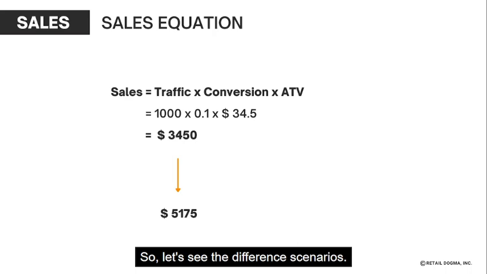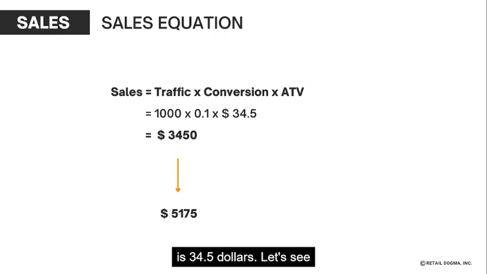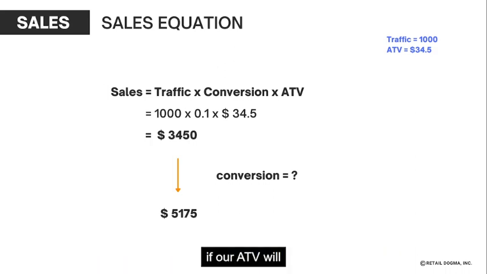So let's see the different scenarios. We said that our current conversion is 10% and ATV is $34.5. Let's see how much conversion needs to be in order to hit $5,175 if our ATV will stay the same at $34.5.